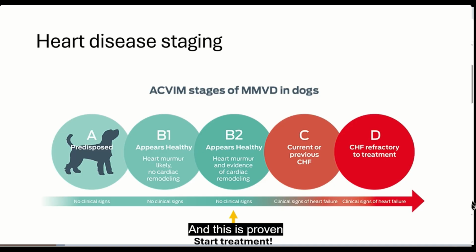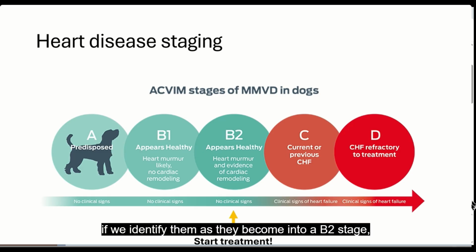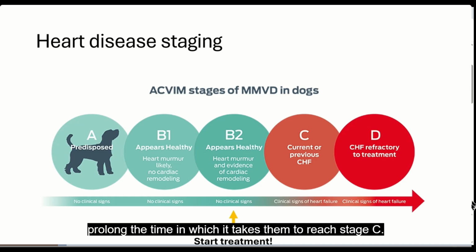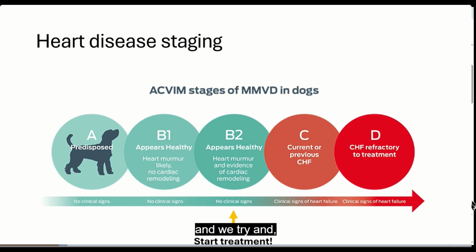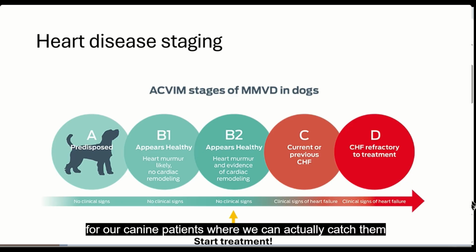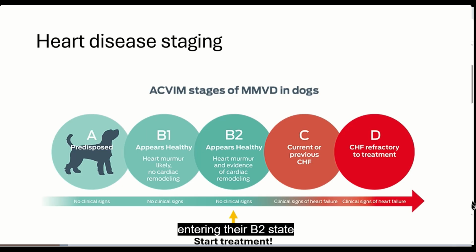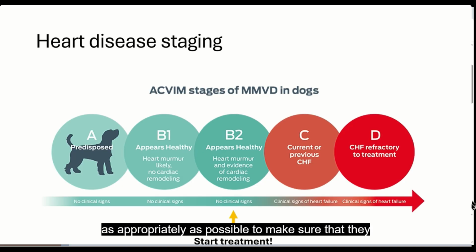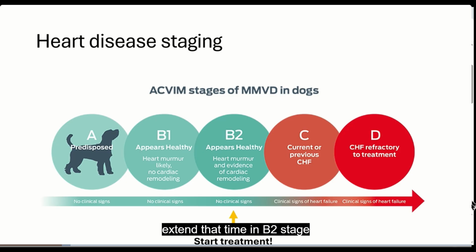And this has proven that with mitral valve disease in dogs, if we identify them as they move into a B2 stage and start treatment, then we can actually prolong the time it takes them to reach stage C. So it's a really, really crucial moment, and we try and hope and pray that we get referrals through for our canine patients where we can actually catch them entering their B2 stage, so that we can start that treatment at the very opportune moment and make sure that we are medicating these patients as appropriately as possible to make sure that they stay out of heart failure for as long as possible, extend that time in B2 stage, and give them the longest, best quality of life possible.